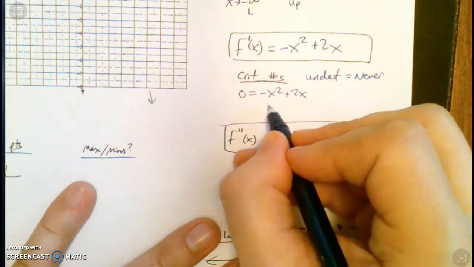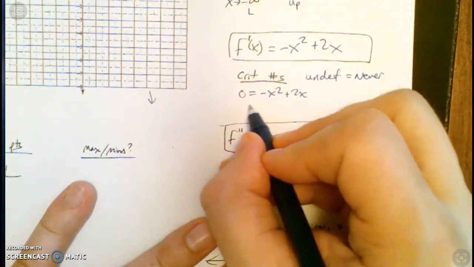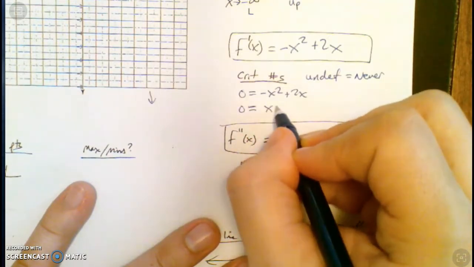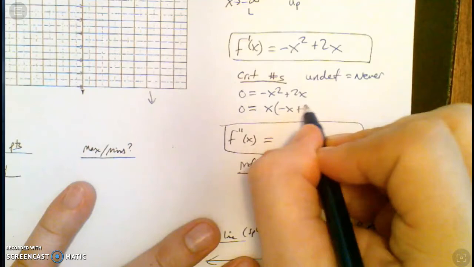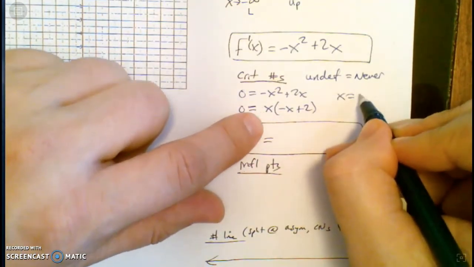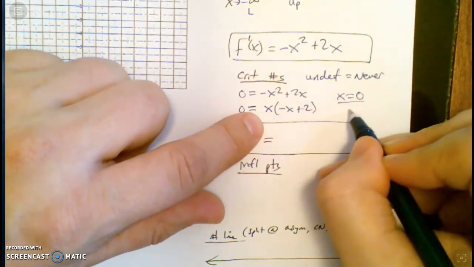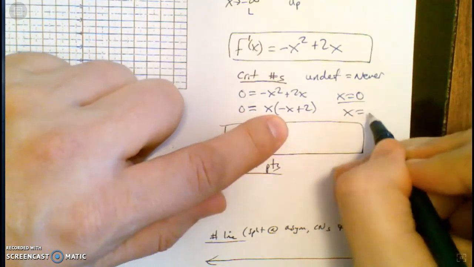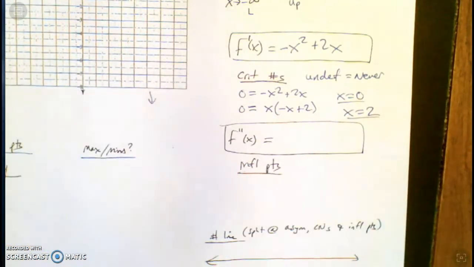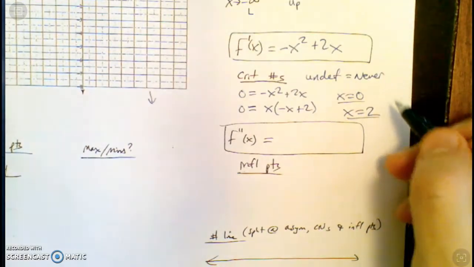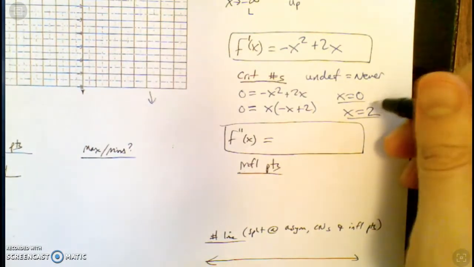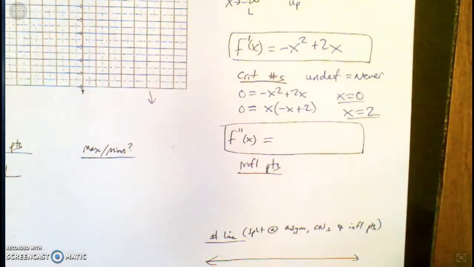And I would solve this by factoring. Why not? When you can factor, factor. I can take out an x from both of these. And with this one, either x equals 0 or x equals 2. Now you could set that equal to 0 and move the x over. So I already have two critical numbers. Remember, these aren't points. These are where my graph is going to split. My table is going to split down here.